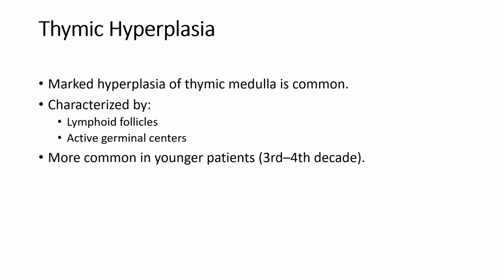Thymic hyperplasia. The marked hyperplasia of the thymus occurs in the thymic medulla, which is common. It is characterized by lymphoid follicles and active germinal centers. It occurs commonly in younger patients, usually in the third and fourth decade.